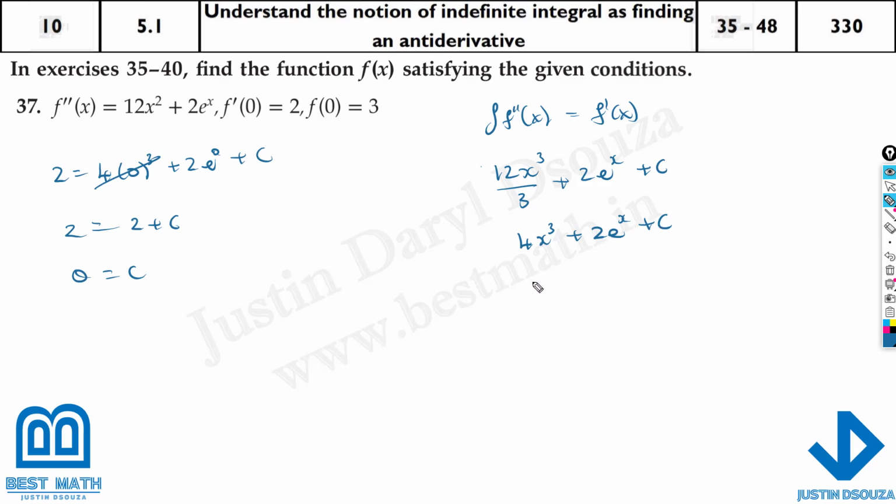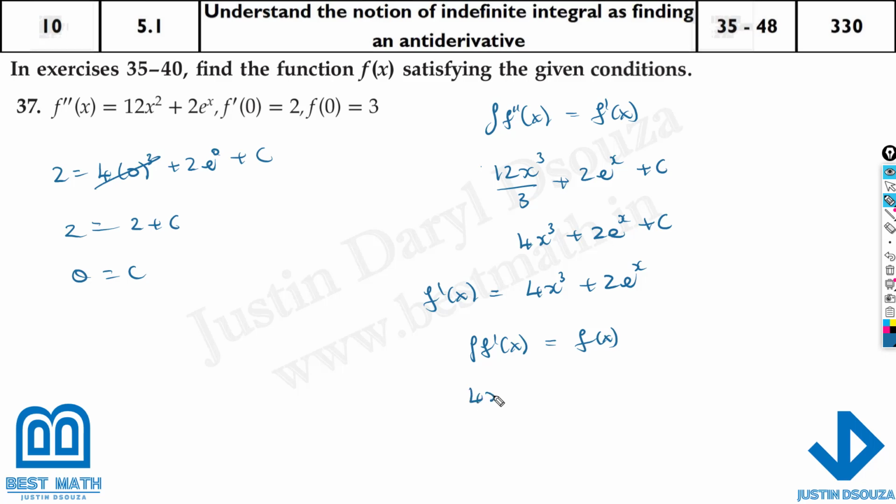So here this is 0, or you can just write this much only. So this is it. This is f prime of x, single dash. Now again, let us integrate f prime of x and you will get f of x. So we are integrating it twice. So now let's integrate the above one.